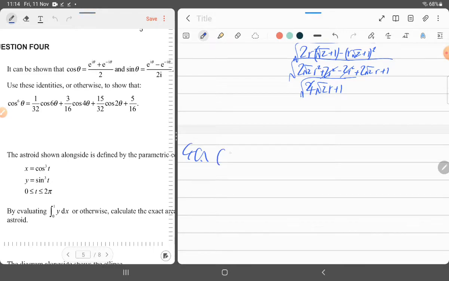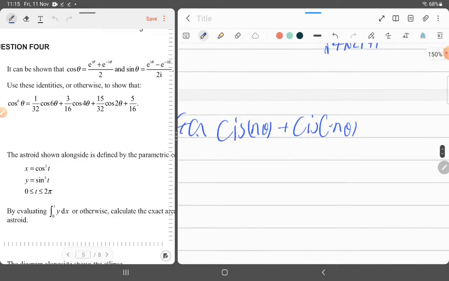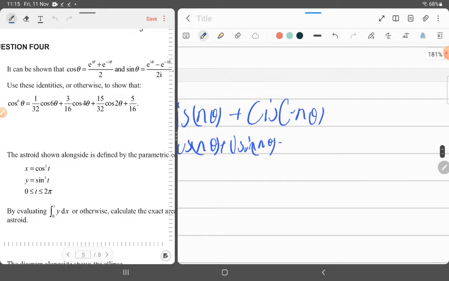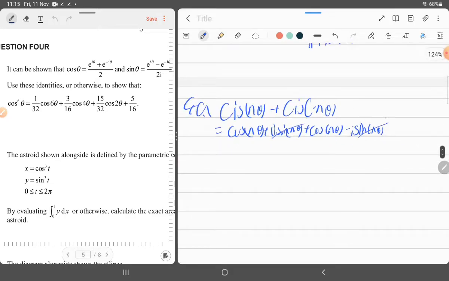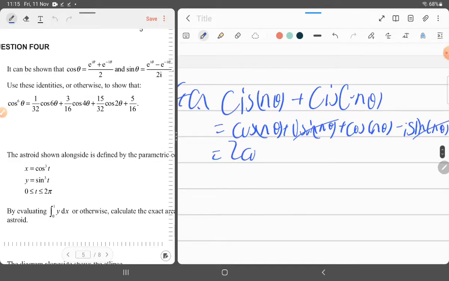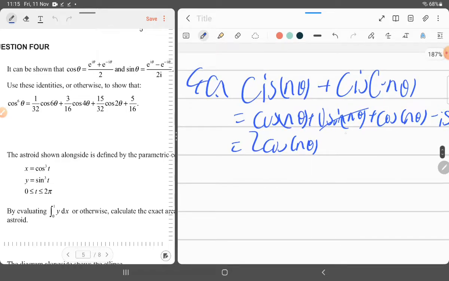I'm gonna do it differently. So cos theta plus i sin theta plus cos negative theta, that is equal to cos theta plus i sin theta plus cos theta minus i sin theta. The sine terms cancel, so it just gives 2 cos theta is equal to e to the i theta plus e to the negative i theta.